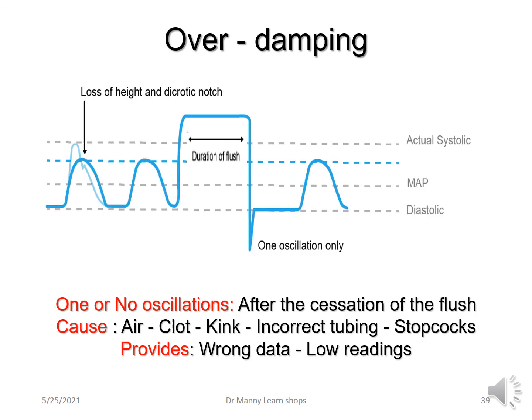Then you've got overdamping. Overdamping basically means that you have one or no oscillations at all after you stop the fast flush. This can be as a result of air bubbles in the tubing, a clot or thrombus, kinking of the tube, incorrect tubing, or stopcocks in the system, which again isn't recommended. As a consequence, this will provide the wrong data and low error readings.